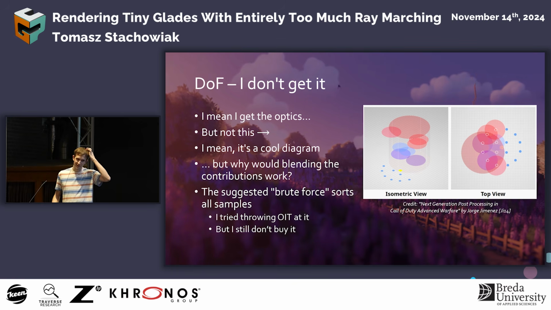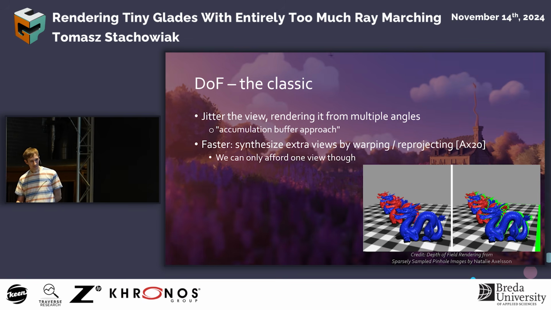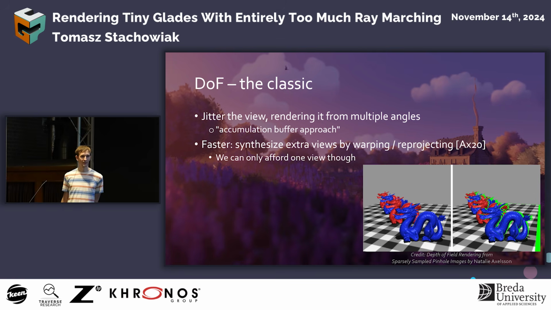The original paper suggested that you can do brute force by sorting all the samples, so I tried to treat it as an OIT problem, throwing a bunch of OIT algorithms at it, but I couldn't really get anything cool out of it, and I still really don't buy that it works. But there's a classic thing which does work, and that is you just jitter the image from multiple viewpoints, and you use an accumulation buffer to generate a single picture out of potentially hundreds.